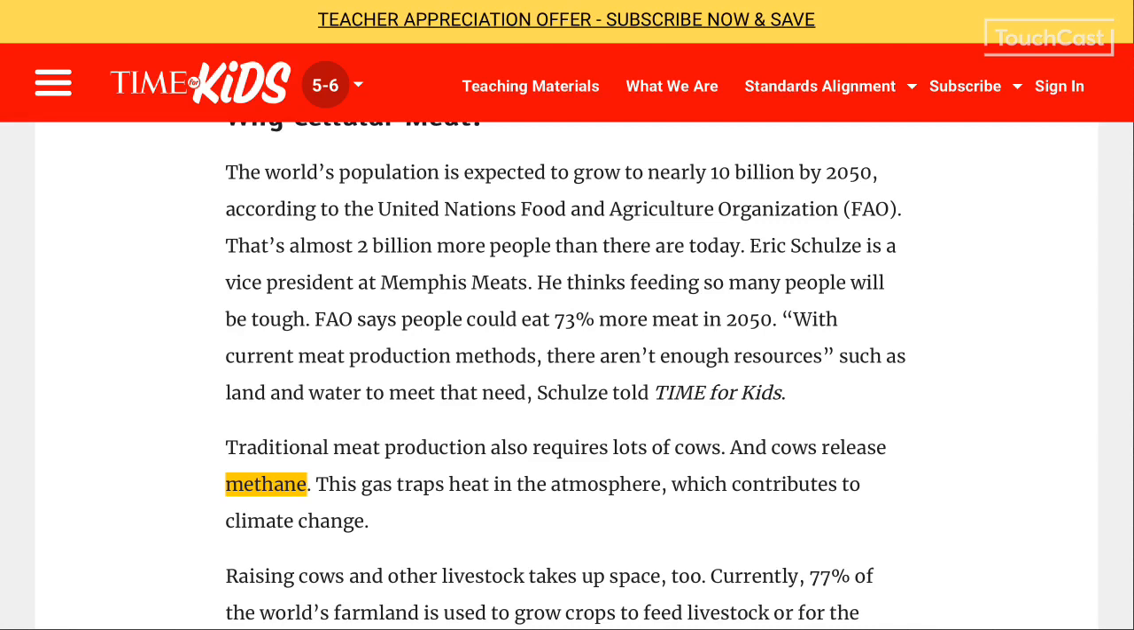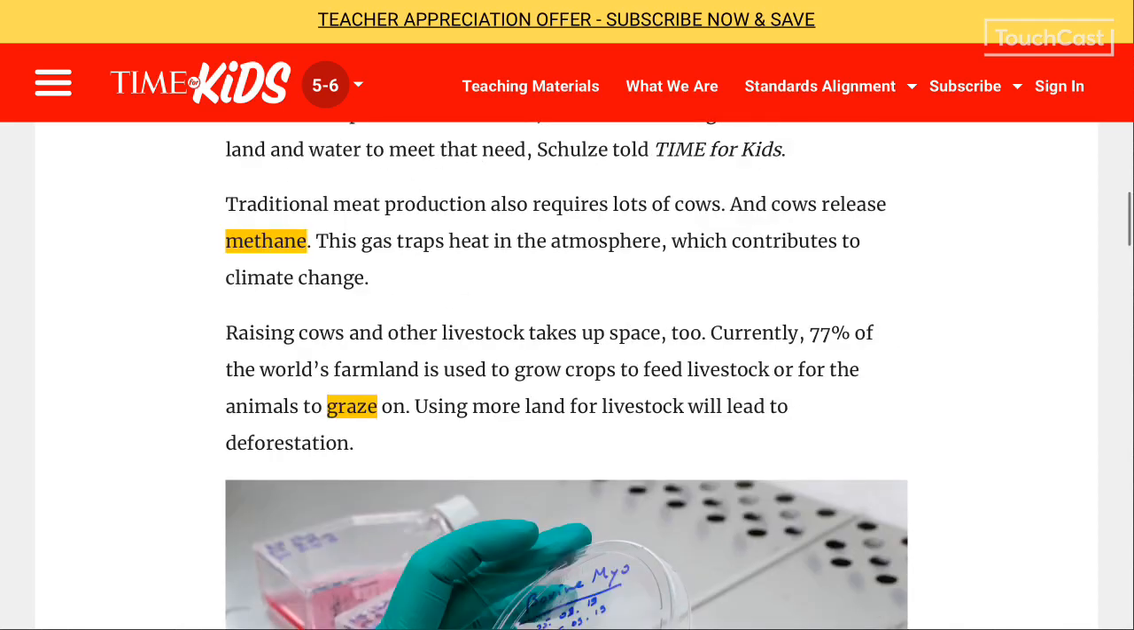He thinks feeding so many people will be tough. FAO says people could eat 73% more meat in 2050. "With current meat production methods, there aren't enough resources such as land and water to meet that need," Schultz told Time for Kids. The traditional meat production also requires lots of cows, and cows release methane. This gas traps heat in the atmosphere, which contributes to climate change.